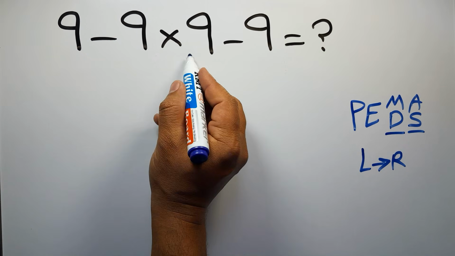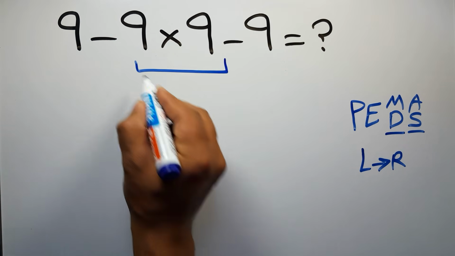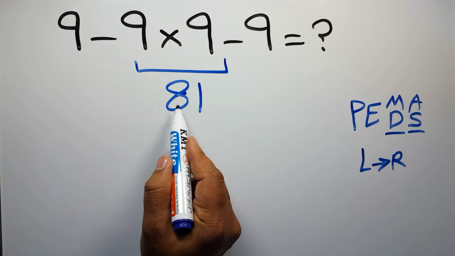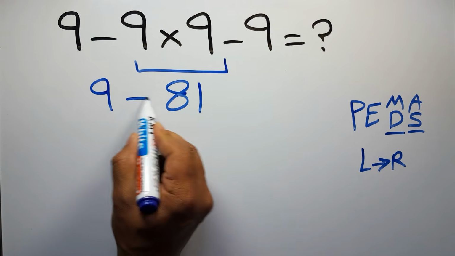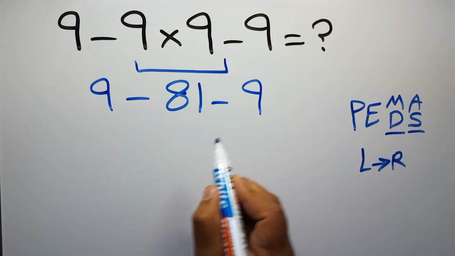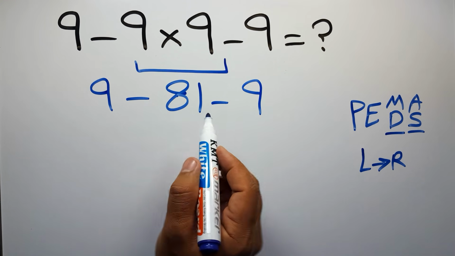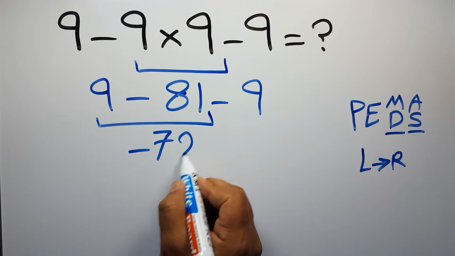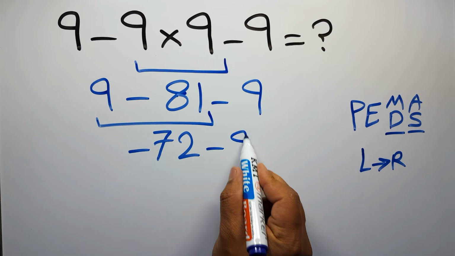So first we have to do this multiplication. 9 times 9 equals 81. So we have 9 minus 81, then minus 9. Now we have to do this subtraction. 9 minus 81 gives us negative 72. So negative 72 minus 9.